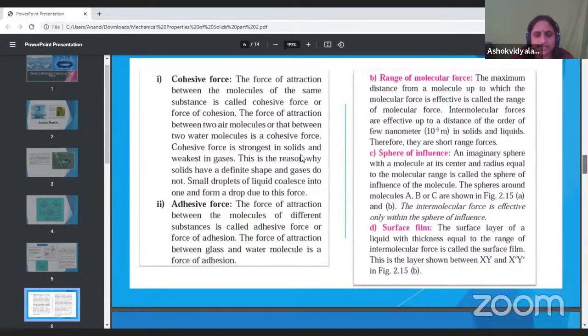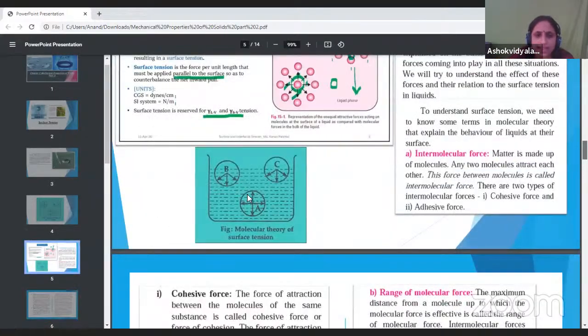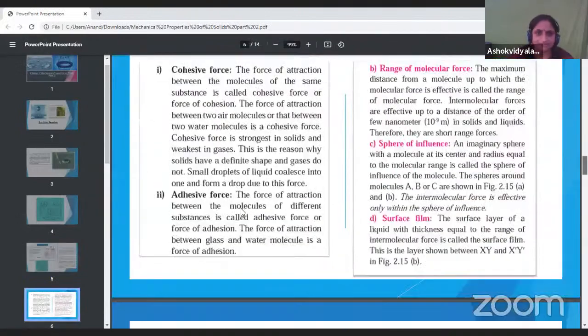See, in this diagram, आता इथे बघा A, B, C हे तीन मॉलिक्युल्स आहेत. A हा पूर्णपणे कुठे आहे? वॉटर सरफेस मध्ये. मग A वरती चारही बाजूने ऍक्ट होणारा जो प्रेशर आहे किंवा फोर्स आहे तो कुठला आहे? वॉटर मॉलिक्यूल. म्हणून A वरती ऍक्ट होणारा कुठला फोर्स आहे? कोहेसिव्ह फोर्स. Okay, now see, cohesive force is the strongest in solids and weakest in gases, and this is the reason why solids have a definite shape and gases do not.